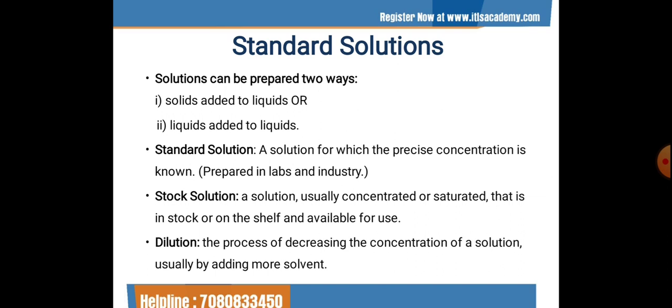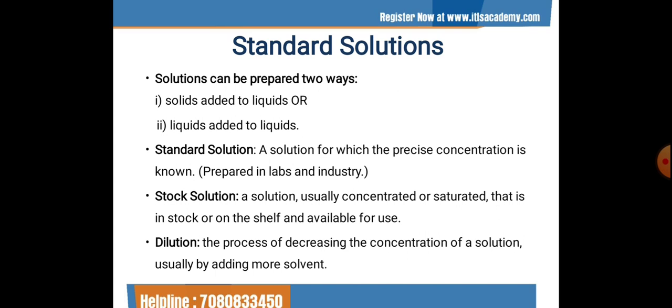So a stock solution is one in highly concentrated form, available in the laboratories, and whenever we have to use it, we take a certain amount from that stock solution, add it to solvent and dilute it further to make it for daily use or for a particular experiment. Next is dilution. Dilution is the process of decreasing the concentration of a solution, usually by adding more solvent.